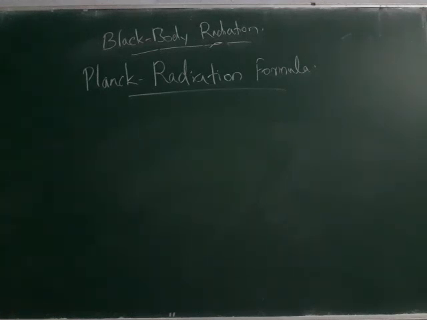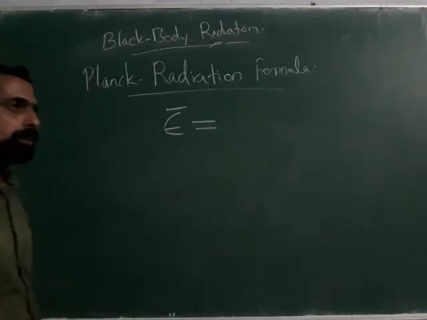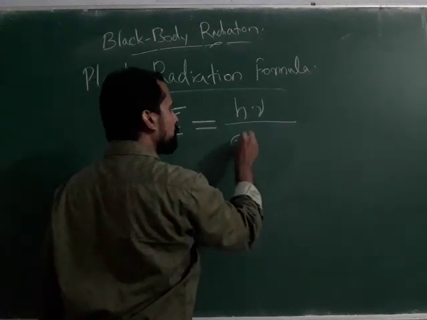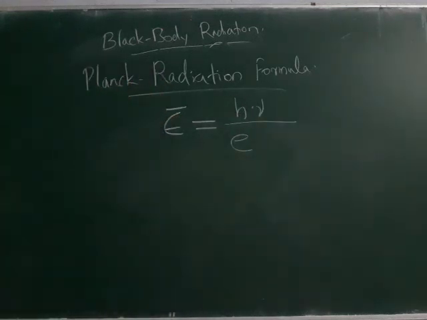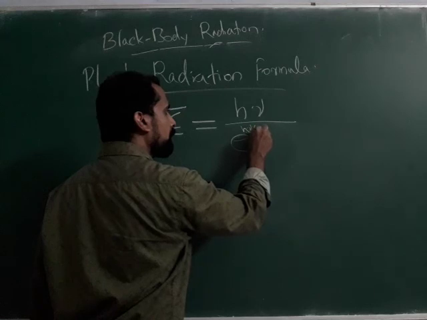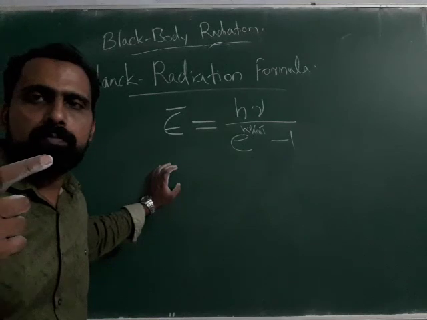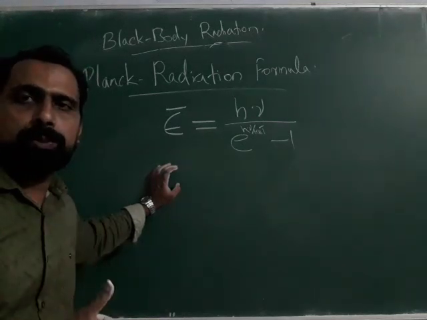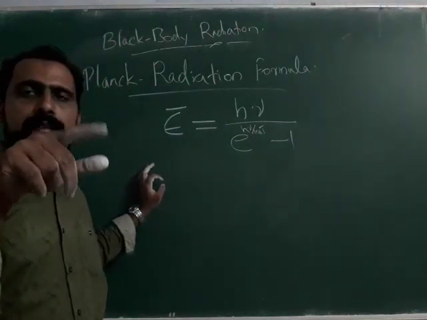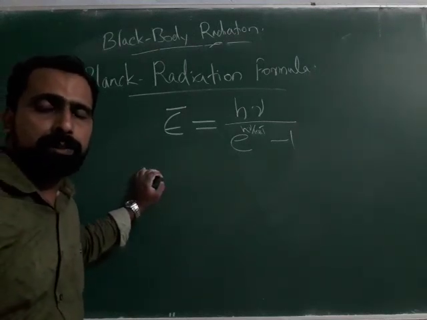Bose-Einstein distribution function. That is epsilon average is equal to h nu by e raised to h nu by kBT minus 1. Instead of epsilon, I am using h nu. So this is the Bose-Einstein distribution function, because you know f of nu is equal to 1 by e raised to alpha e raised to epsilon by kBT minus 1. That was the distribution function for the bosons.